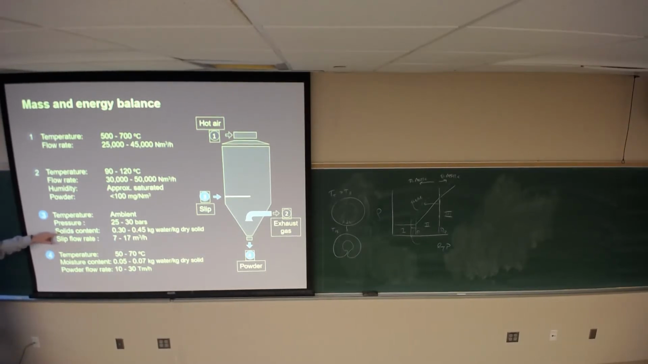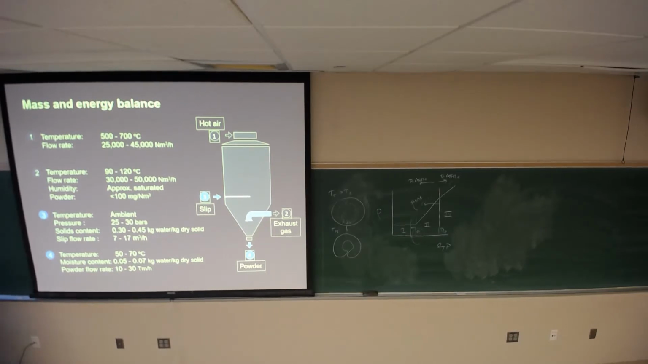And then you end up with a solids content here of about 0.3 to 0.45% moisture. And then your flow rate here, this is the solid content in the suspension, okay, on a weight basis. And then what's coming out, you have 5 to 7% moisture in the granule coming out. And notice that the temperature of the air that exits is 90 to 120 degrees C. The temperature of the granule is 50 to 70.